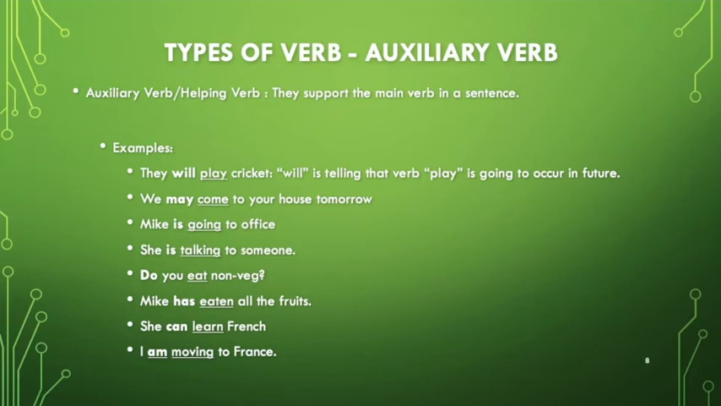Do you eat non-veg? So eat is the main verb. Do is the helping verb. Mike has eaten all the fruits. So eaten is the main verb. Has is an auxiliary verb. Learn is the main verb. Can is the helping verb. Moving is the main verb. Am is the auxiliary verb.